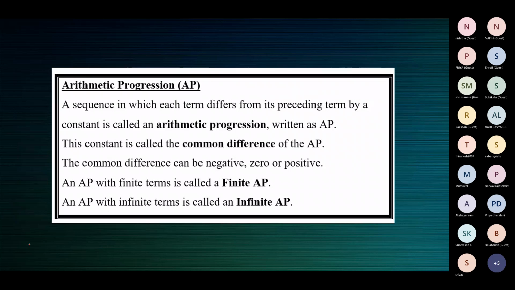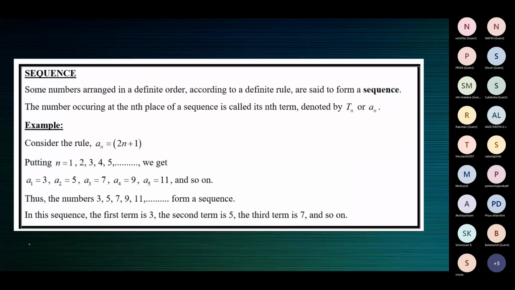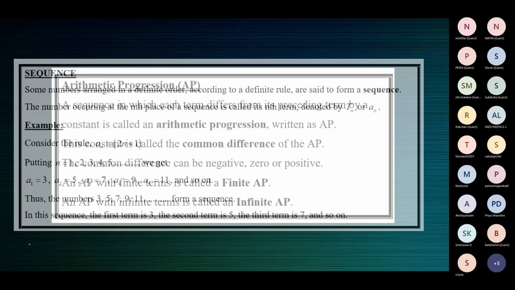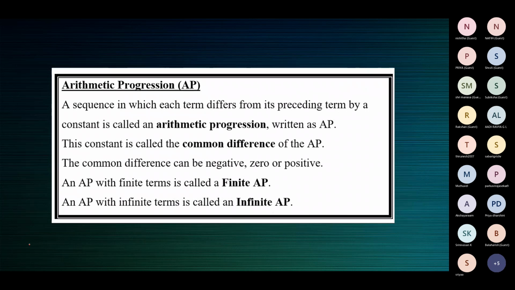Now, what is an arithmetic progression? It's a sequence. And what is a sequence? It is what we just saw. A set of numbers arranged in a definite order following a definite rule is a sequence. So an arithmetic progression is a sequence. That means in an arithmetic progression, some numbers are arranged in a specific order following a specific rule.